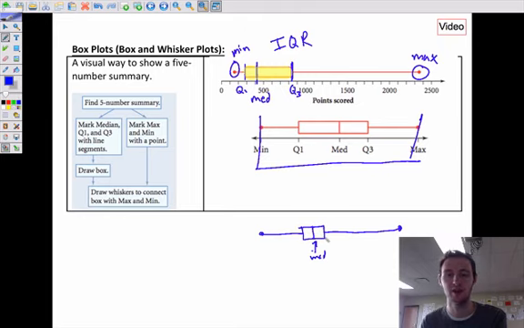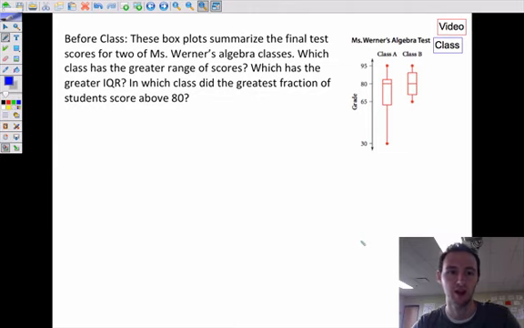And so your before class gives you a box plot summarizing the final test scores for 2 of Ms. Werner's algebra classes. And so the question is, which class has a greater range of scores? Which class has the greater IQR? Which class did the greatest fraction of students score above 80 on the test? So we're looking to answer those 3 interpretation questions based on these 2 box plots over here.